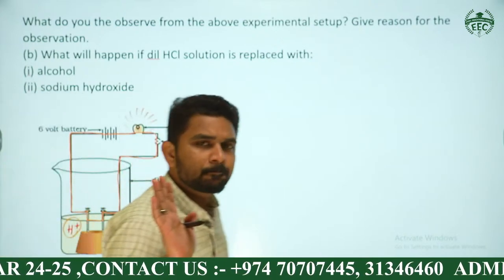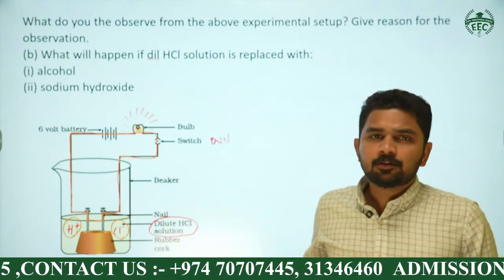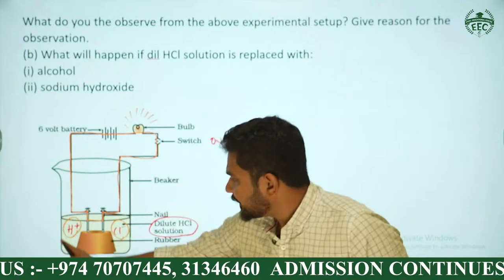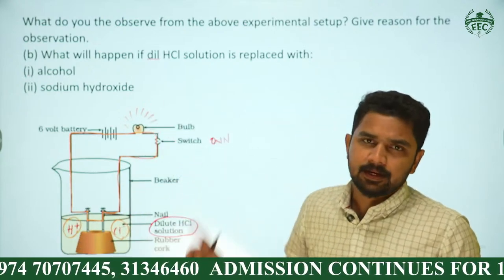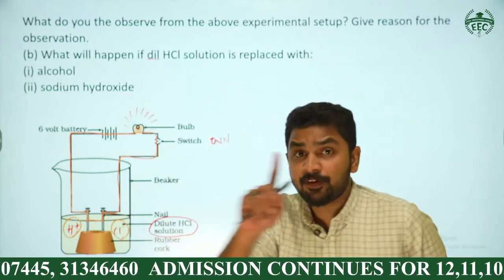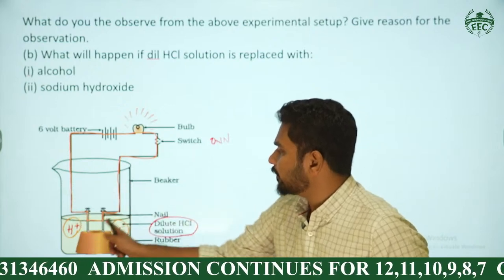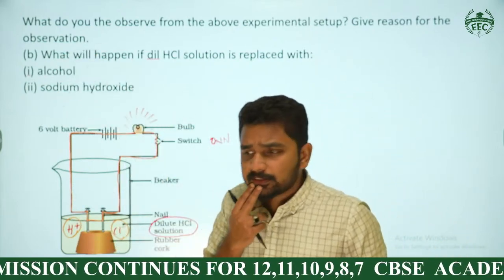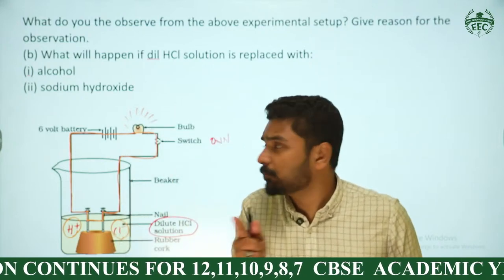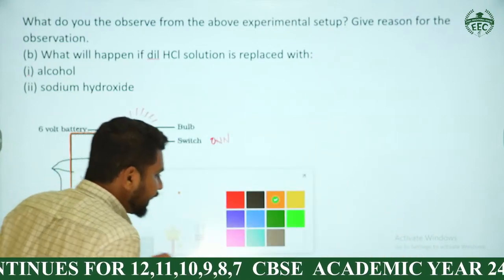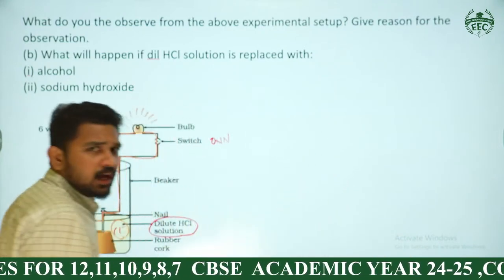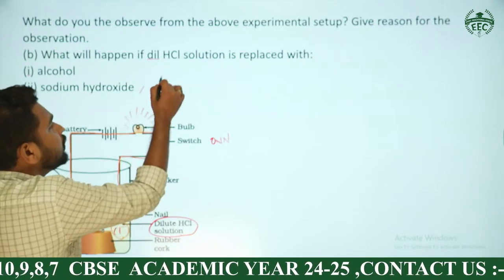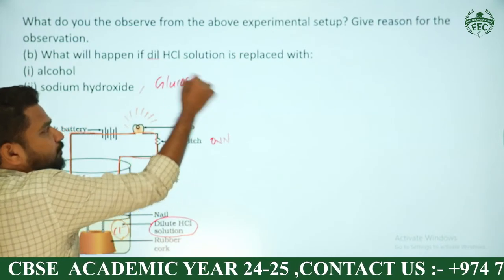That's it. Simple. So we completed the question. There are two more options. If it is HCl, it will conduct electricity because HCl has free ions in it, so the bulb will glow. And if it is alcohol, what do you think? Alcohol and glucose. There is no glucose here, but I can add glucose because tomorrow's exam will have an option of glucose.